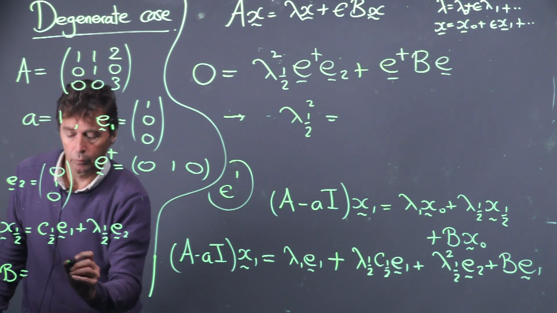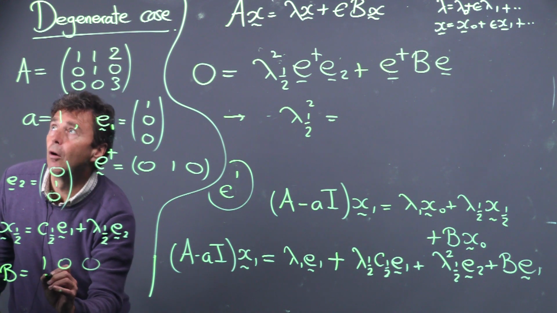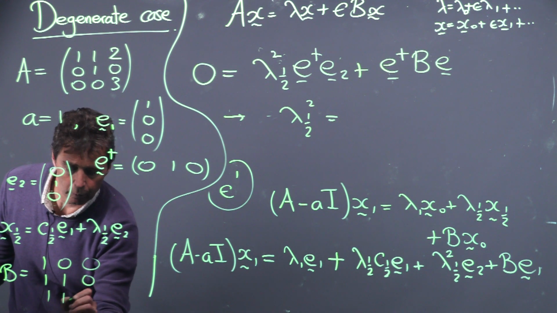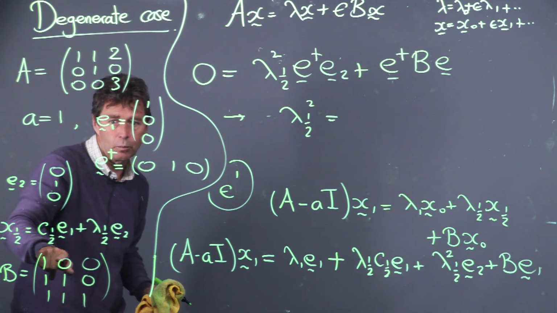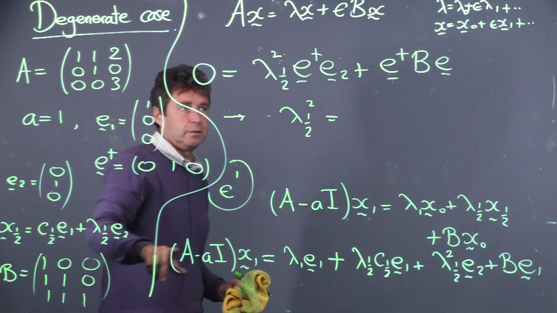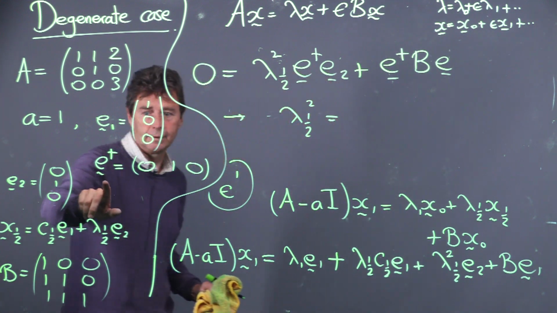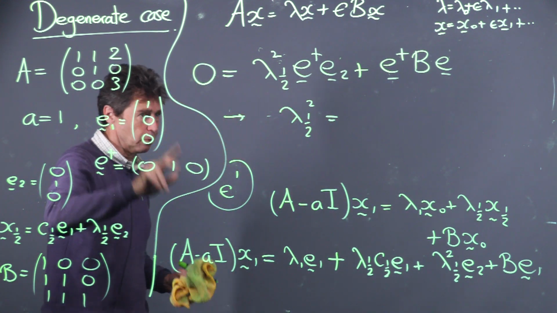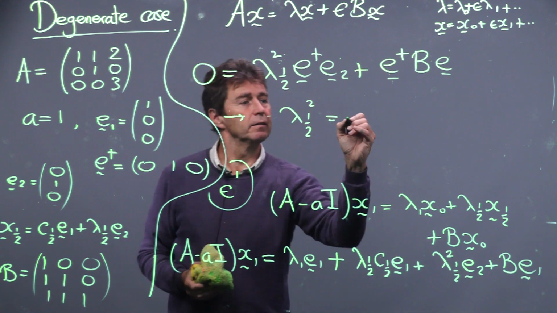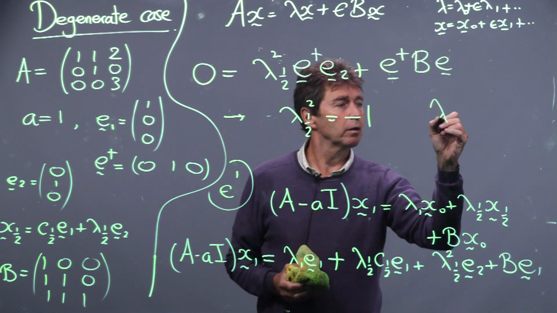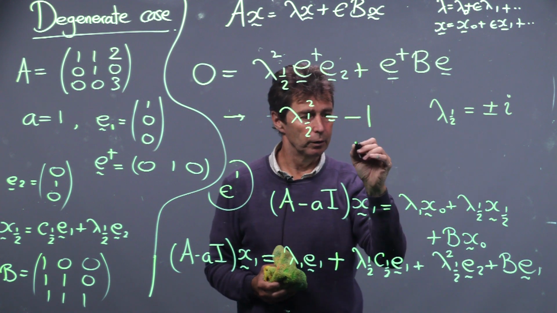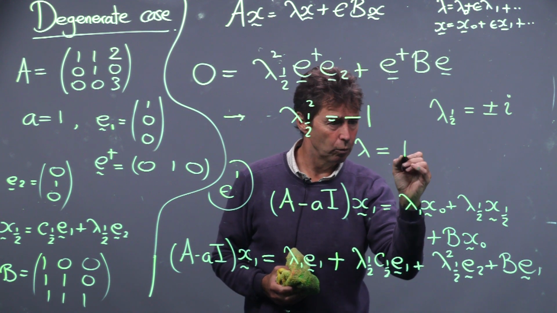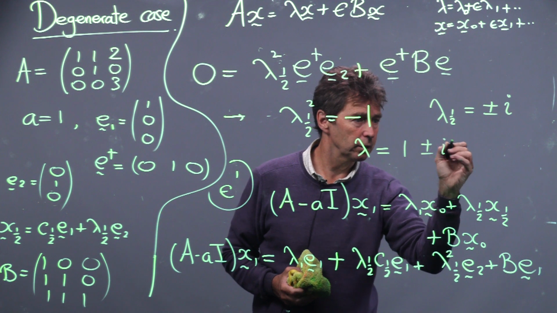I was using 1, 0, 0, 1, 1, 0, 1, 1, 1. That was my B. So B times E is 1, 1, 1. So BE is 1, 1, 1 times this. That gives me 1. Take it to the other side of the equation, I get minus 1. So lambda 1/2 is equal to plus or minus i. So in other words, lambda is equal to 1 plus or minus i times epsilon.